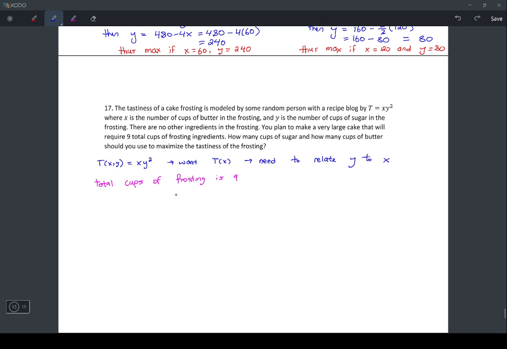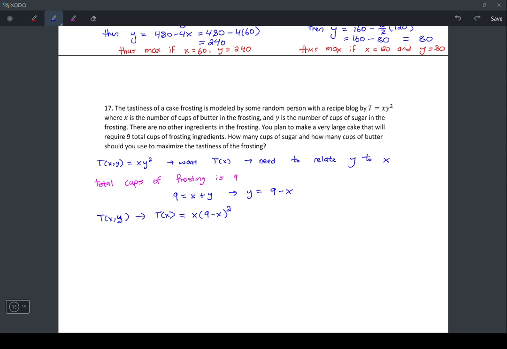So that tells us that 9 is equal to the total number of cups of butter plus the total number of cups of sugar. So 9 is equal to x plus y. That means y is equal to 9 minus x. So our function of 2 variables becomes a function of 1 variable. T of x is equal to x times (9 minus x) all squared.